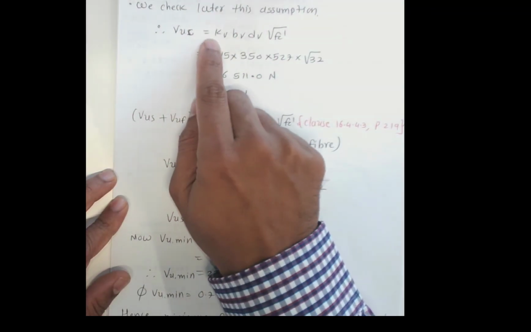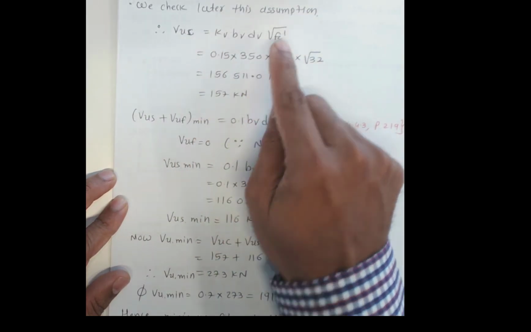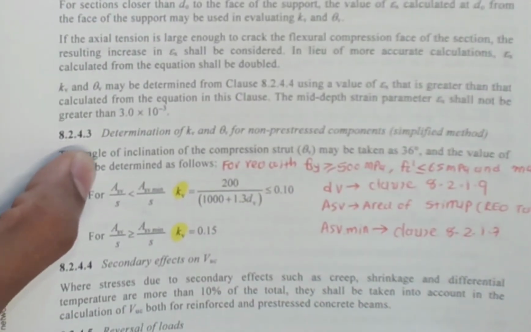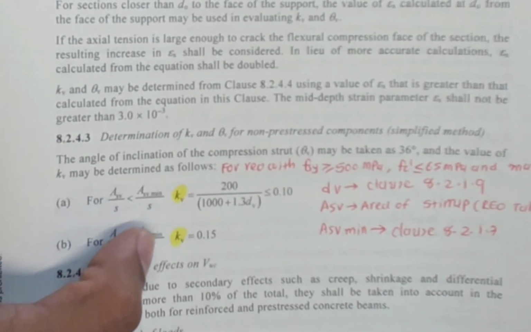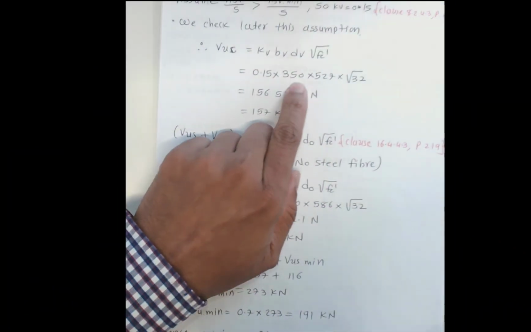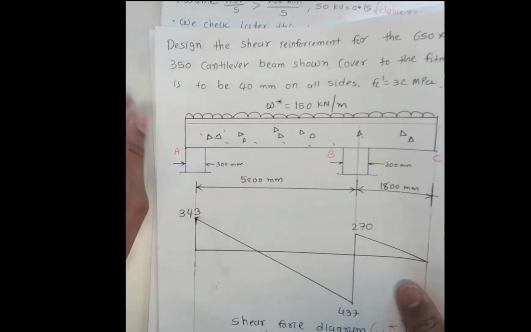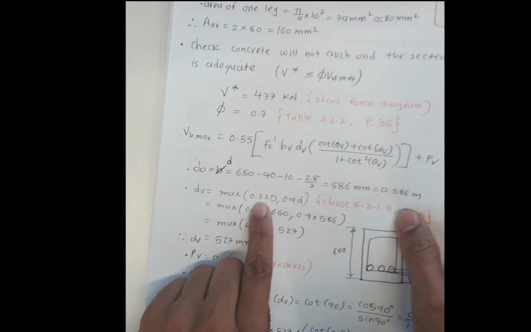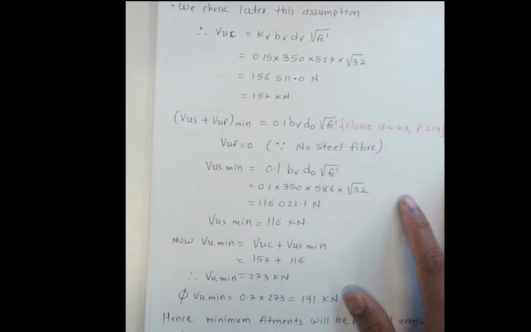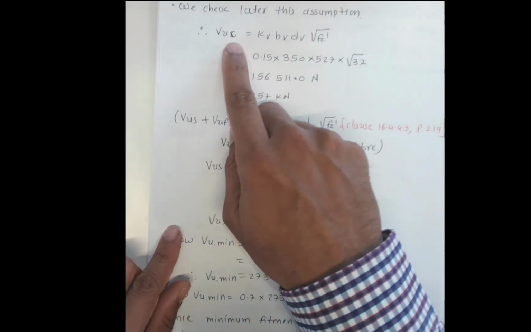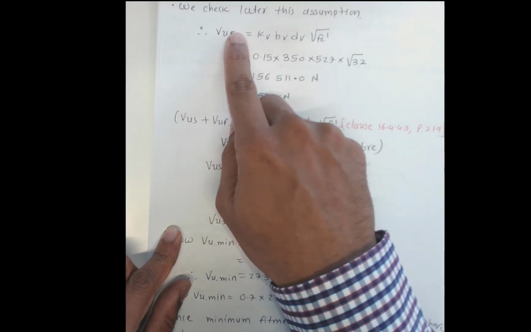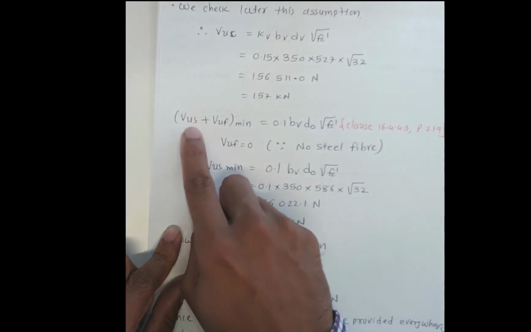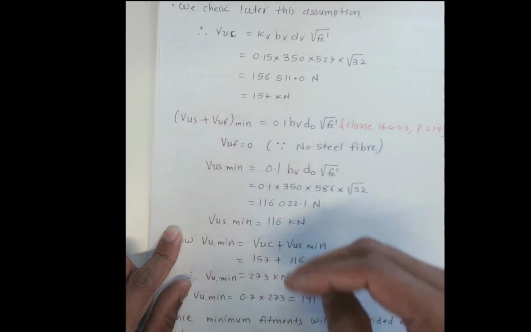So in that case, Vuc is equal to kv, bv, dv and square root f'c. kv is 0.15, as I mentioned, taken from clause 8.2.4.3, by taking these assumptions. bv is 350 millimeters. dv is 527 millimeters, which we calculated. So once you know the shear capacity of the concrete, which is 157, next we will look at how to calculate the minimum steel shear capacity in the next video. Thank you.